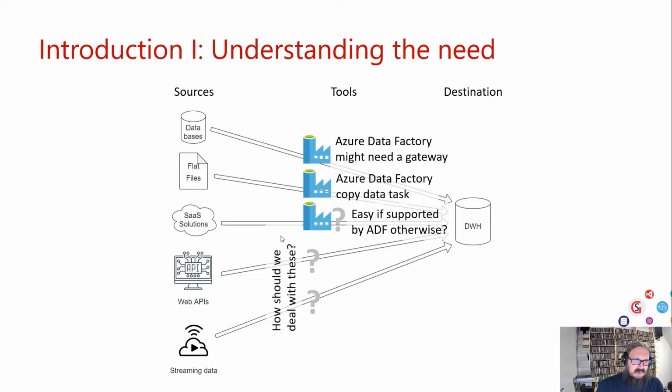Web APIs and even more delicate, streaming data. How should we deal with these? Of course, web APIs, if it's a pretty standard API, you can use the web activity in Azure Data Factory. But if your API has some kind of custom authentication, has some kind of specialty, if you need to iterate, if you need to do weird stuff, it gets more and more complicated. So the further down we move, the more unclear a possible solution gets.